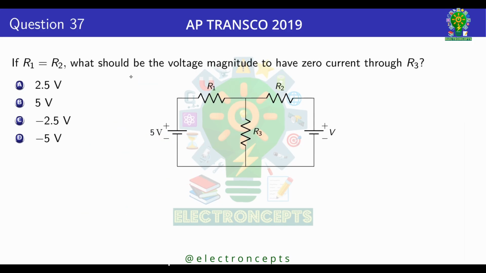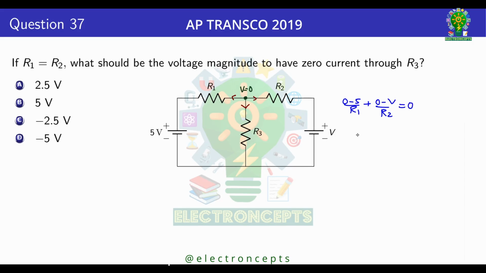Question number 37. In the given circuit, if R1 is equal to R2, what should be the voltage magnitude to have 0 current through R3? For current to be 0 through R3, voltage at this node must be equal to 0. Applying KCL at this node, considering currents leaving through this node, the equation obtained is (0 minus 5) by R1 plus (0 minus V) by R2 must be equal to 0.